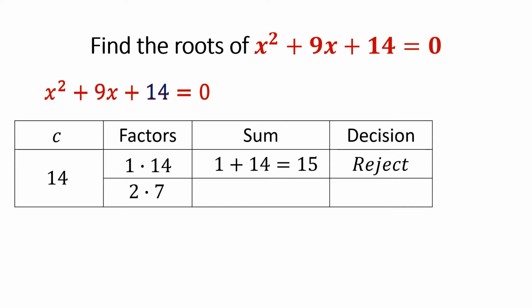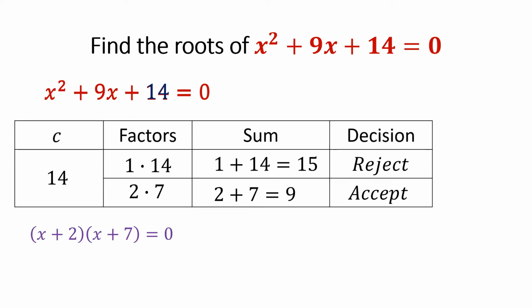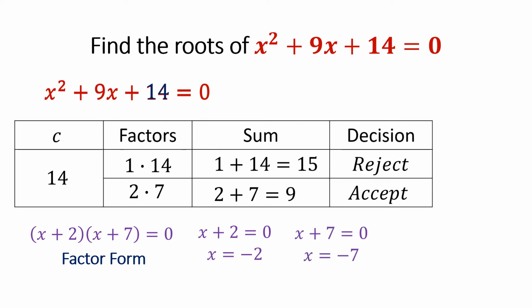Another factor is 2 times 7. 2 plus 7 is 9. Therefore, if it is 9, we accept it. Now, we write it as x plus 2 times x plus 7 is equal to 0, also known as the factor form. Then, by zero product property, x plus 2 is equal to 0. Therefore, we have x is equal to negative 2 as one of the roots. And then the other one, x plus 7 is equal to 0, x is equal to negative 7. So therefore, the roots are negative 2 and negative 7.